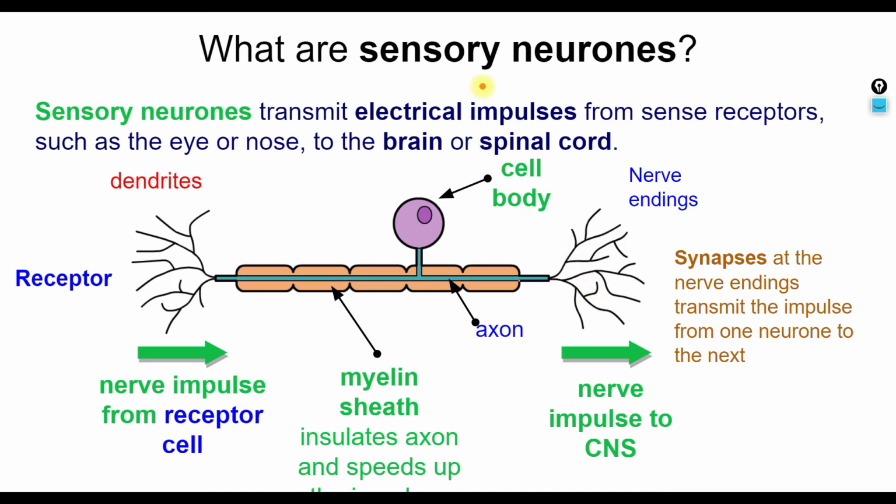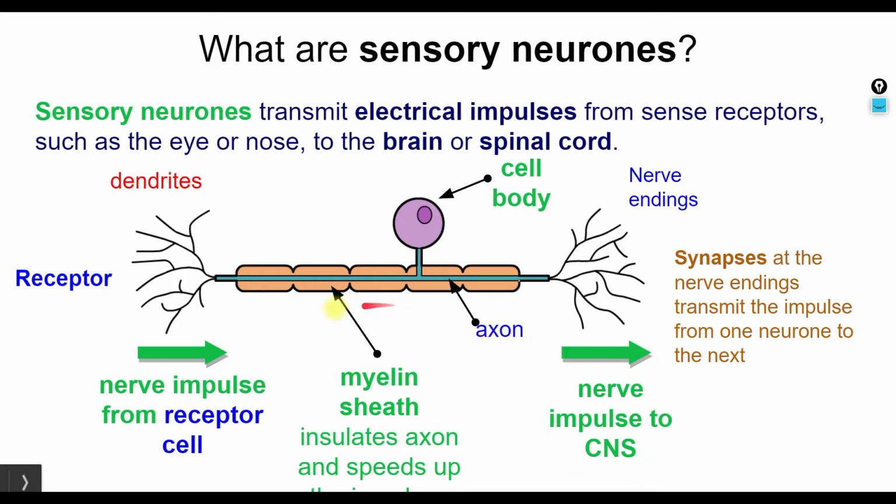So a sensory neuron carries that electrical impulse from a receptor. A receptor organ like an eye, or the skin, there's receptors that detect heat. Or the tongue, there's receptors that detect taste. Or the nose, there's receptors that detect smell. Receptors send information down sensory neurons towards the central nervous system. And that's where we're going to have our little coordinators.